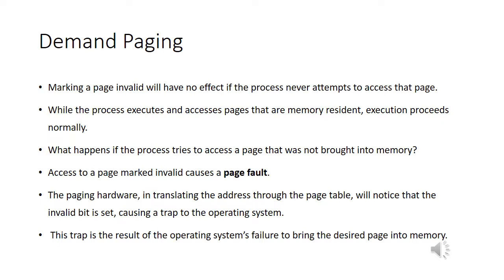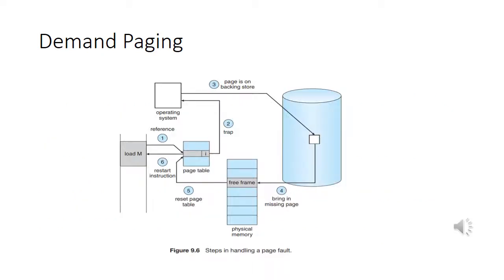In paging hardware, in translating the address through the page table, it is noticed that the invalid bit is set and it causes a trap to the operating system. And this trap is the result of the operating system's failure to bring the desired page into the main memory. We already said that if the processor tries to access a page that is not in main memory, then a page fault occurs.